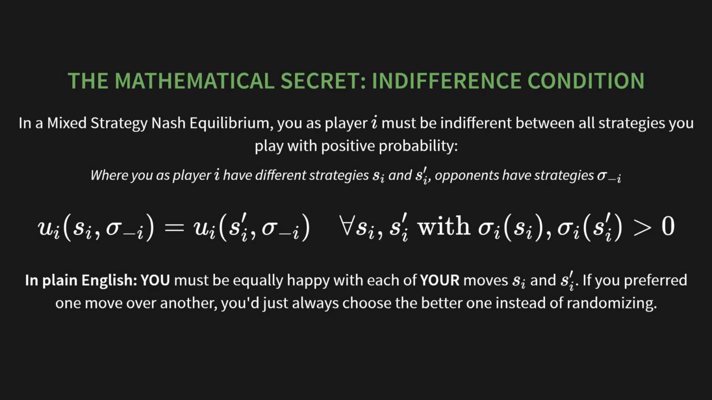So what's the formal math behind this? It's called the indifference condition. Look at this formula. In plain English, all it's saying is that you must be equally happy with each of your moves that you're randomizing between. Because think about it. If you preferred one move over another, you'd just always choose the better one, right? You wouldn't be randomizing at all.